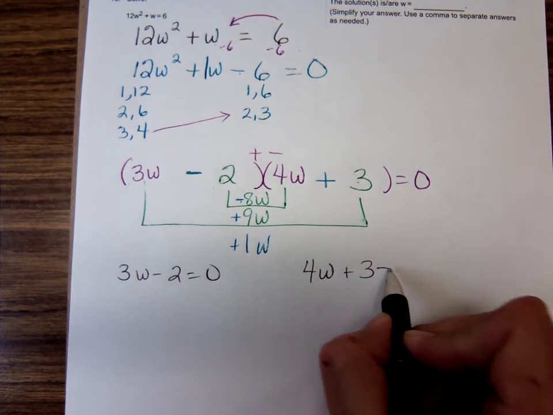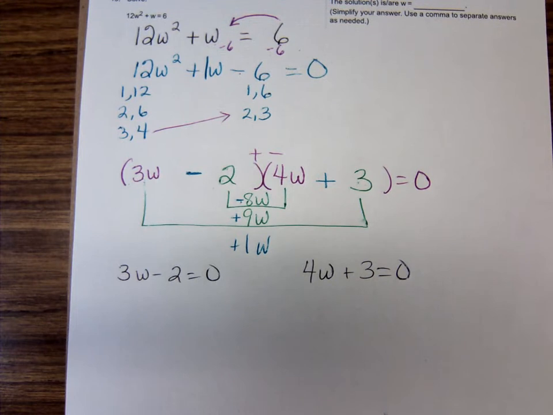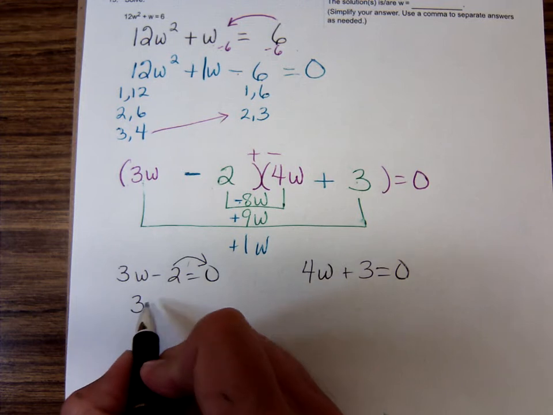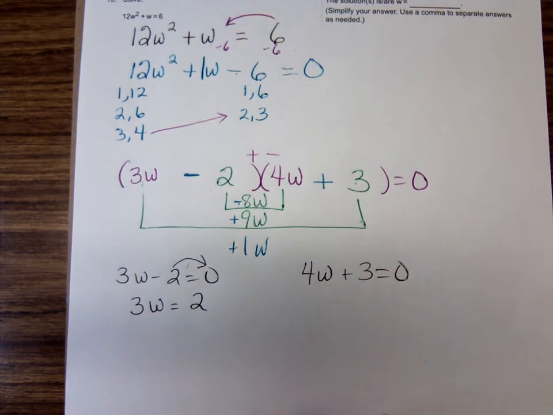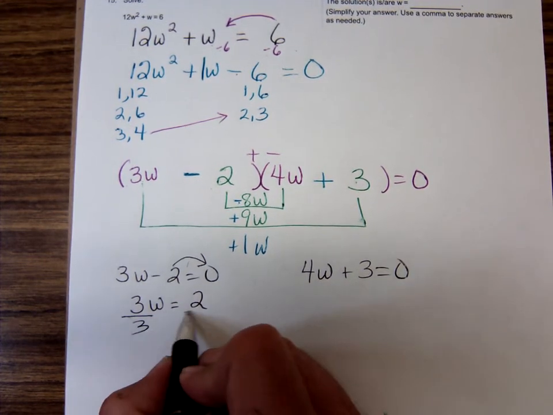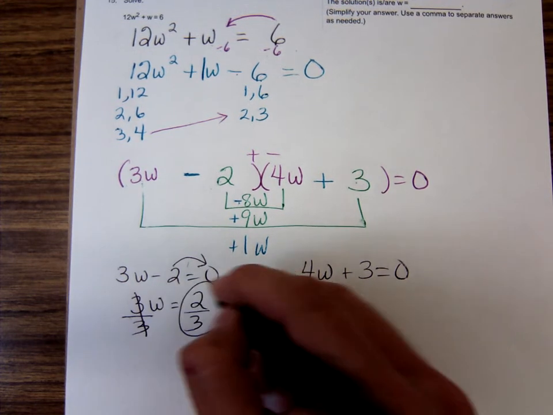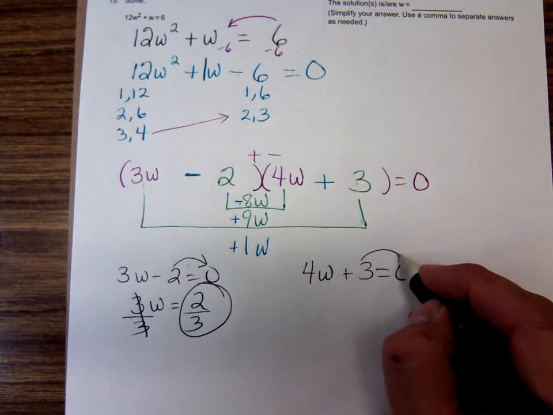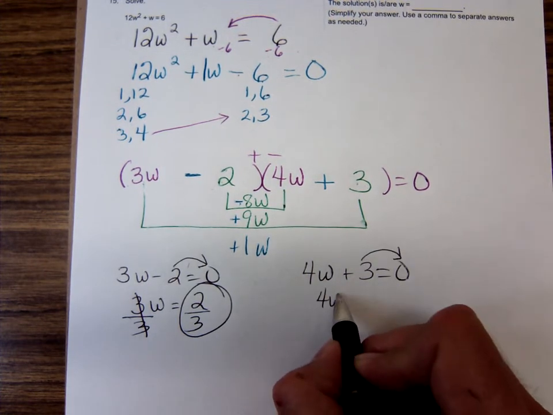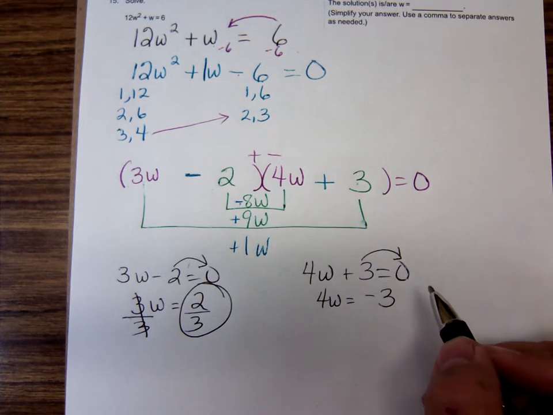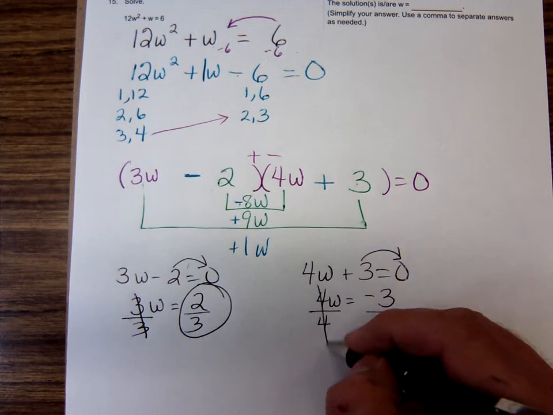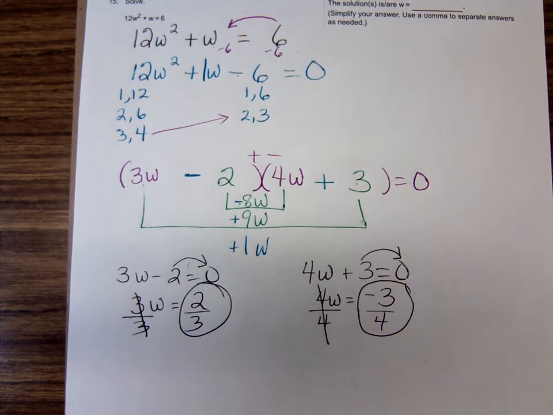So, let's see here. 3w minus 2 equals 0. Add 2 to both sides and divide by 3. So 2 over 3. And what's my other one? Move the 3 over. Or in other words, subtract 3 from both sides and divide both sides by 4. So negative 3 over 4 and positive 2 over 3. Okay.